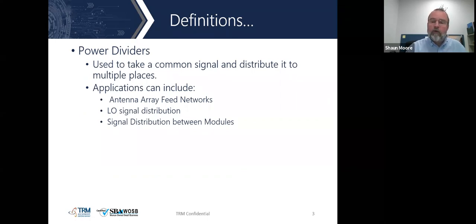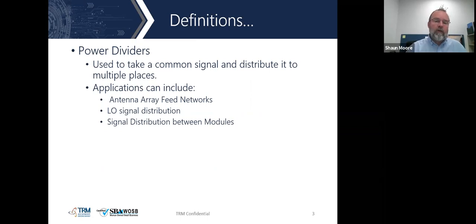Applications for this can include feed networks for antennas, antenna array networks, like I mentioned earlier, local oscillator signal distribution, or just simply rerouting signals between modules. Very often, a single output of a module needs to go to 2 or 3 places within the system, and power dividers accomplish this.